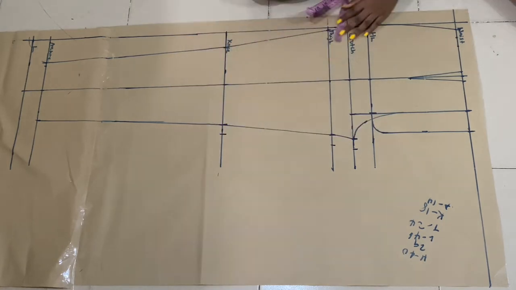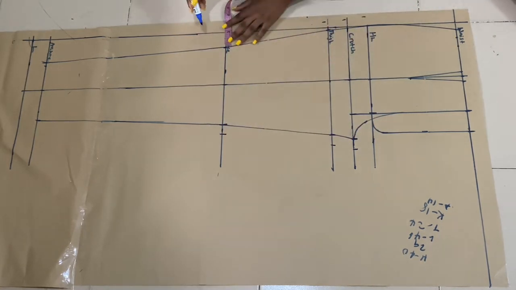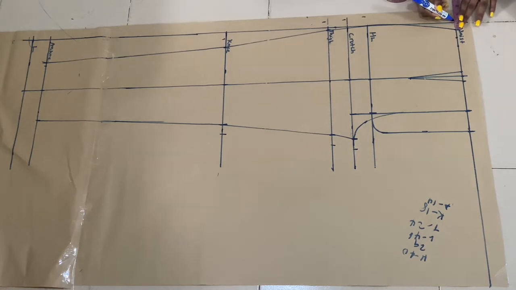So I'm just adding my allowance, 1 inch on every side of the pattern, and basically that's just it for the front.